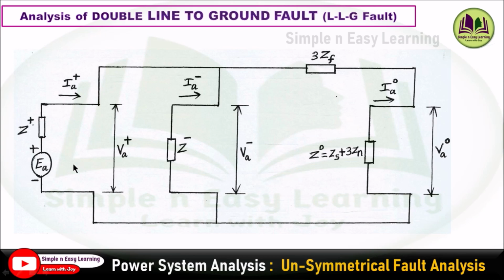So the positive sequence network can be represented like this, the induced EMF EA and Z plus. The current flowing through this is IA plus, and here you will have VA plus, and parallel to that you will have the negative sequence network Z minus, the current is IA minus and the corresponding voltage is VA minus, and the zero sequence you will have Z0, which will be equal to ZS plus 3Zn, and the current is IA naught, voltage is VA naught, and you will have a fault impedance of 3 into ZF as we saw in the fault current expression. So this is how you need to analyze the double line to ground fault in a power system.